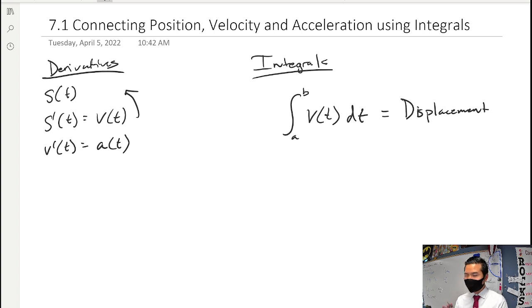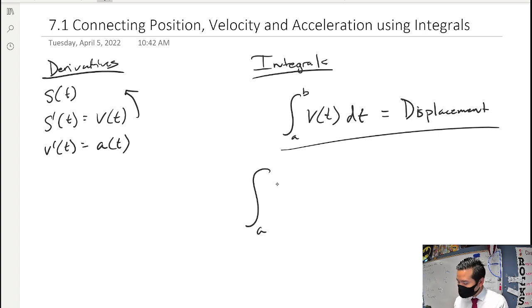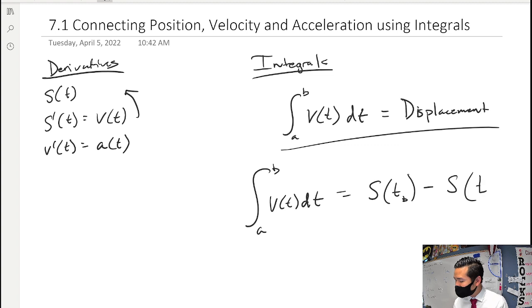Yeah, okay, so this will be the displacement, and if you're looking for the exact position, there is an equation. I'm going to show you it right now. If I was looking for the position at a particular time, here's the thing. If you know that the integral from A to B of velocity is going to give you the displacement, the connection is that this is technically equal to the position at time B minus the position at time A.